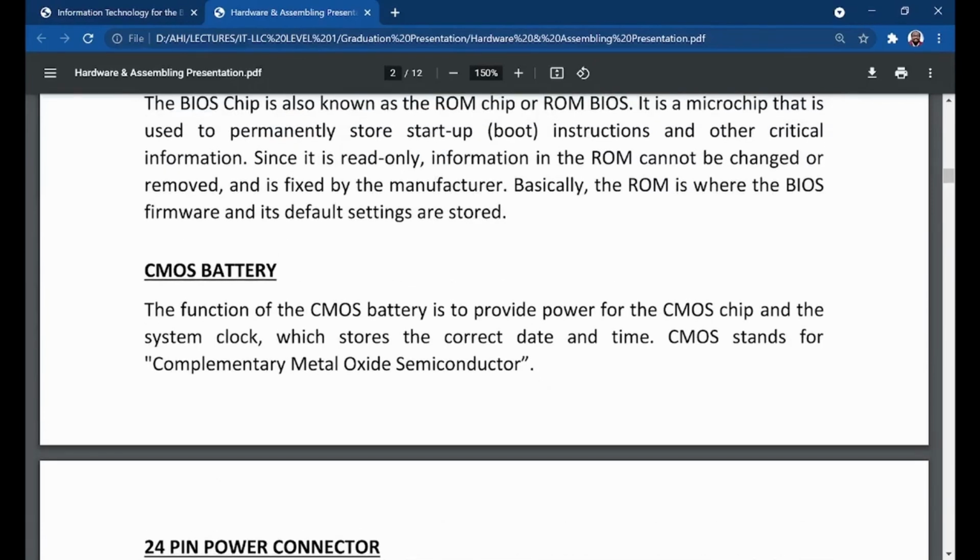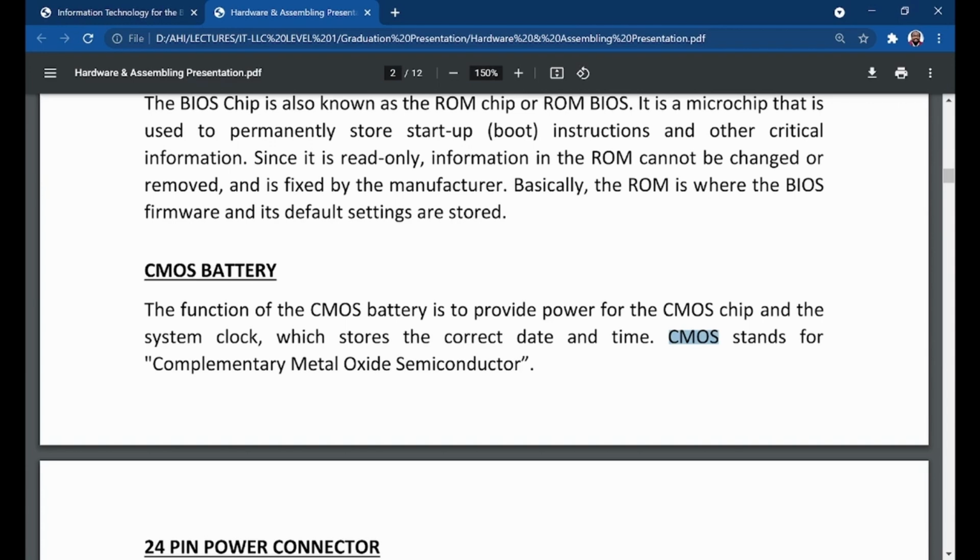Now, the function of the CMOS battery is to provide power for the CMOS chip. Please, did you see that? Yes. Provide power for the CMOS chip and the system clock, which stores the correct date and time. That's the system clock. CMOS is an abbreviation that stands for complementary metal oxide semiconductor.